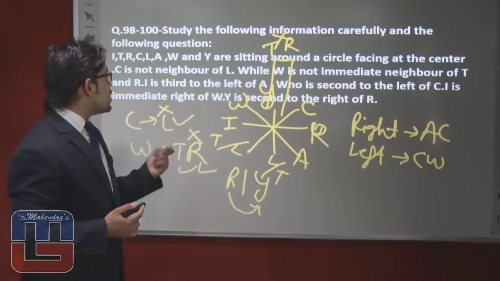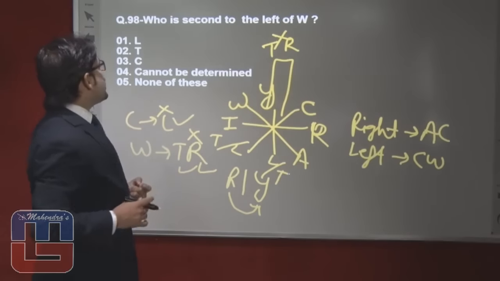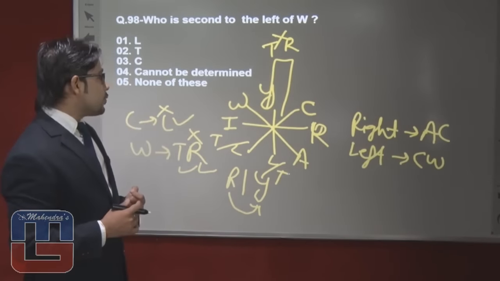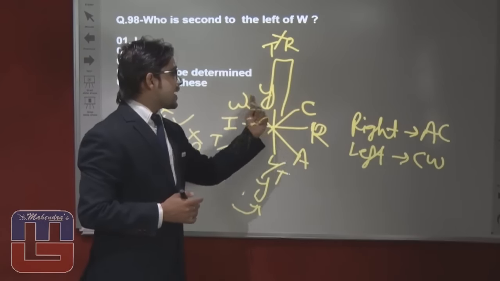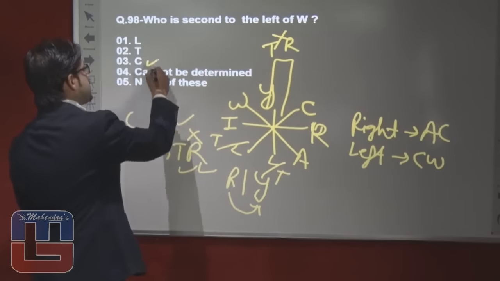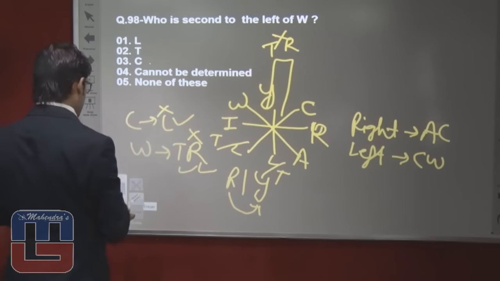Now we have to analyze what the examiner wants to know. In this question, the examiner wants to know who is second to the left of W. As you can see here, C is second to the left of W. So the right answer of this question is option number 3rd, that indicates C. C is second to the left of W.